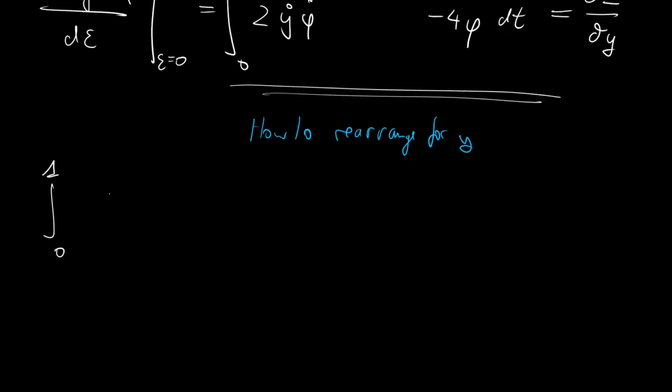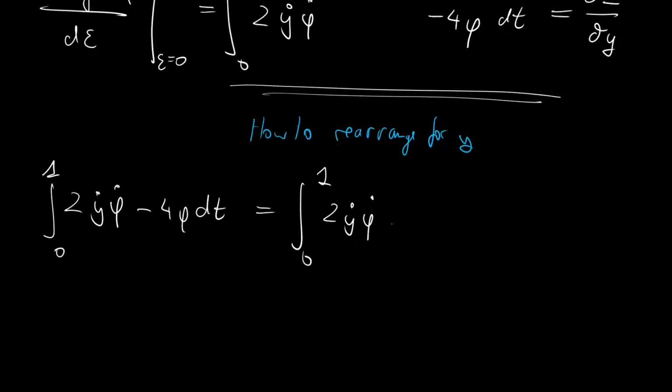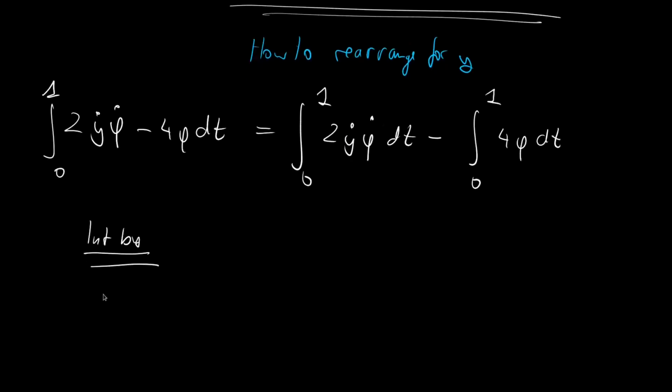So we have the integral from 0 to 1 over 2 y prime phi prime minus 4 phi dt. And we can also just split out the integral and let the first be the integral from 0 to 1 over 2 y prime phi prime dt minus the integral from 0 to 1 over 4 phi dt. And then let us apply integration by parts. So integration by parts for the first integral. And we want to integrate phi and take the derivative of y.